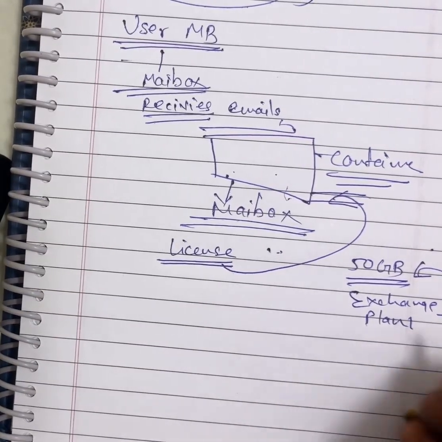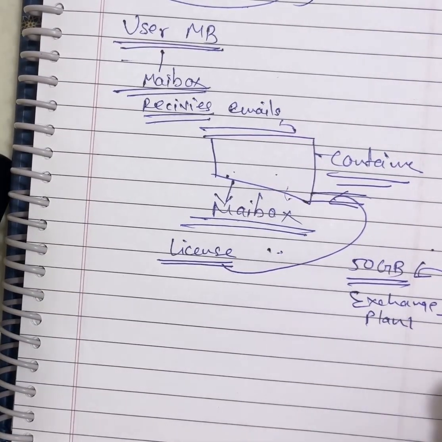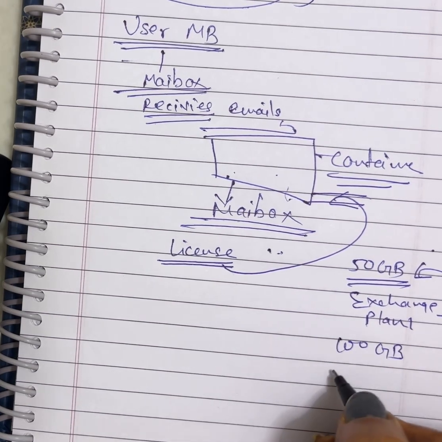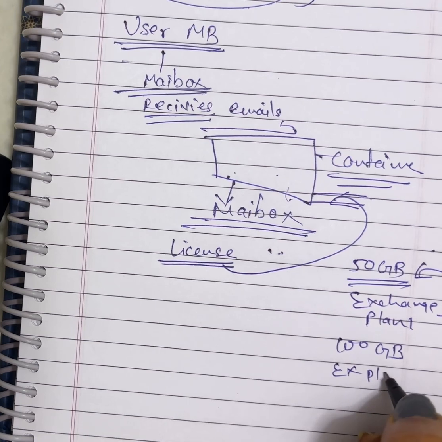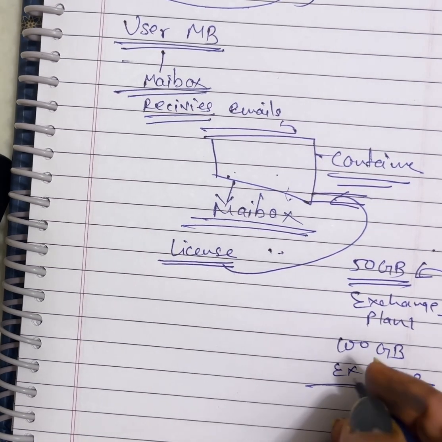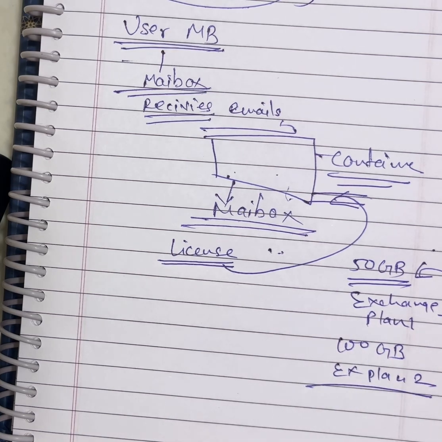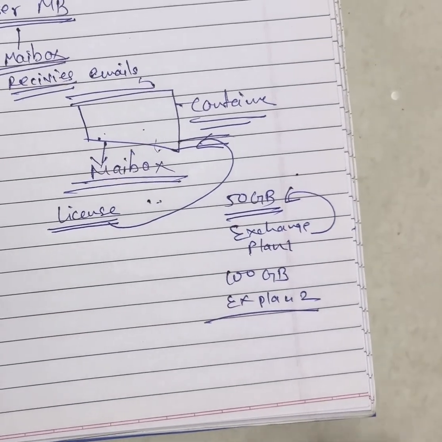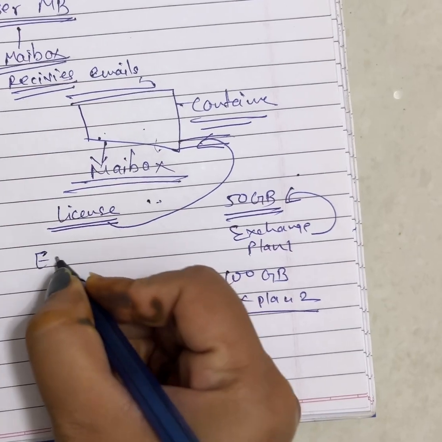Second, if my requirement is that I want 100 GB, for 100 GB we have the second plan, which is Exchange Plan 2. Or there is a group based license also. What do you mean by group? There are multiple features available apart from Exchange Online: SharePoint, OneDrive, and applications like Outlook and Teams that we are using. Those are also available.